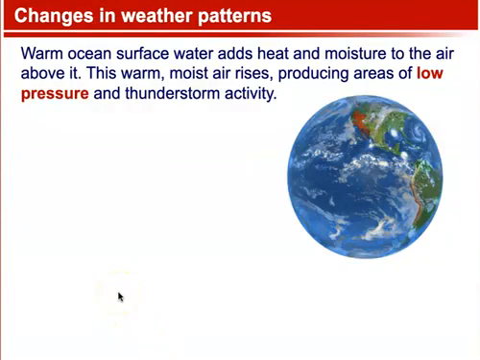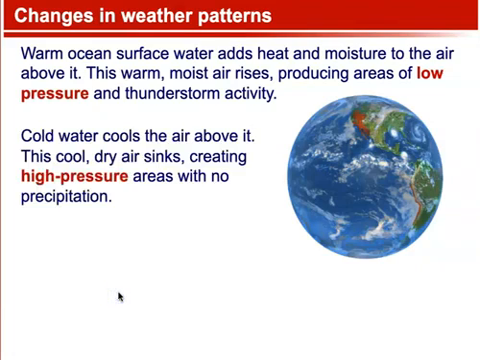Changes in weather patterns. Warm ocean surface water adds heat and moisture to the air above it. This warm, moist air rises, producing areas of low pressure at ground level. Oftentimes, this produces thunderstorm activity. Cold water cools the air above it. This cool, dry air tends to sink, creating areas of high pressure. Areas of high pressure have no precipitation.